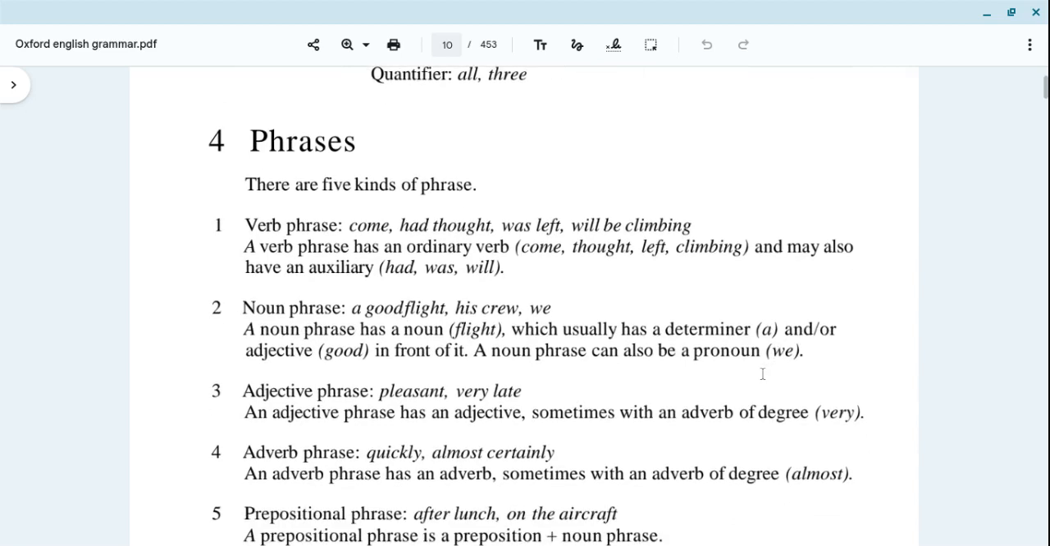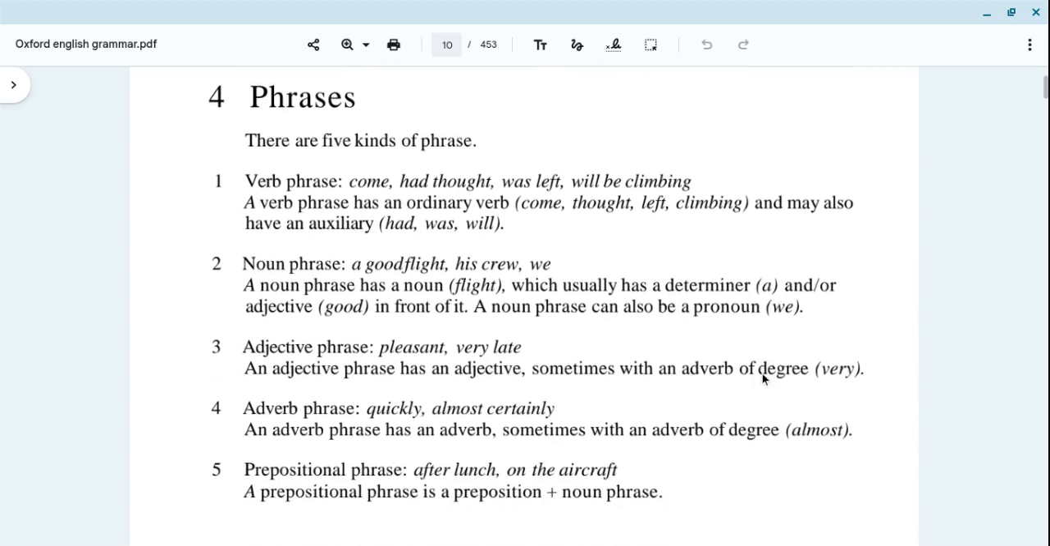So let's go to phrases, everybody. There are 5 kinds of phrase. Number 1, verb phrase: come, have thought, was left, will be climbing. A verb phrase has an ordinary verb (come, thought, left, climbing) and may also have an auxiliary (had, was, will).